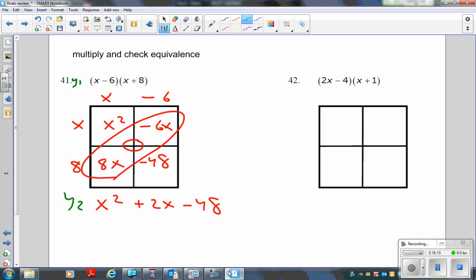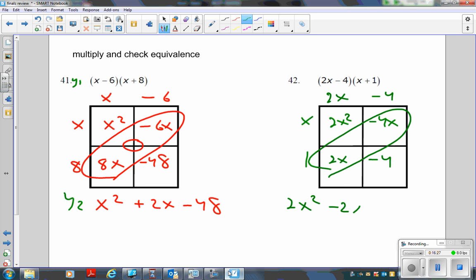Let's try it again. 2x times x is 2x squared. X times negative 4 is negative 4x. 1 times 2x is 2x. And 1 times negative 4 is negative 4. Then you just go ahead and add those two together. You end up with 2x squared minus 2x minus 4. So let's try that. Again, this goes in y2. This goes in y1. And you just check to see if they give you the same numbers on both sides.